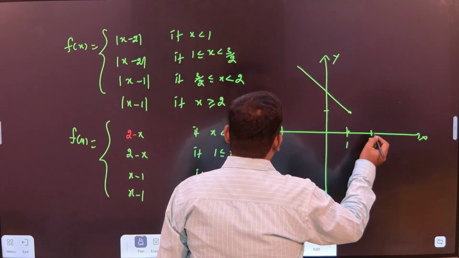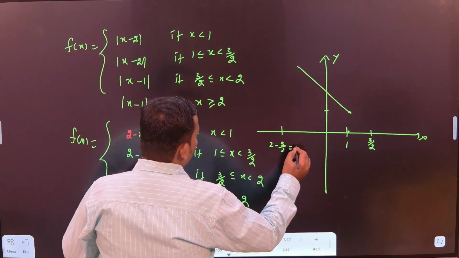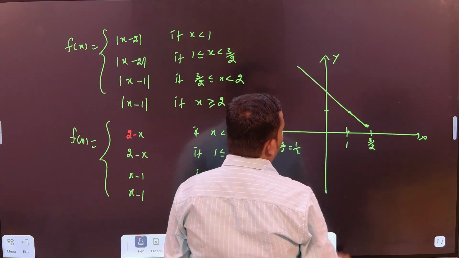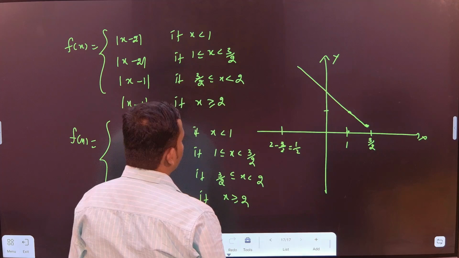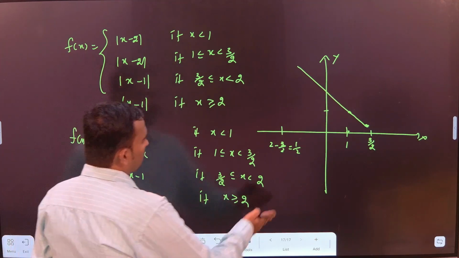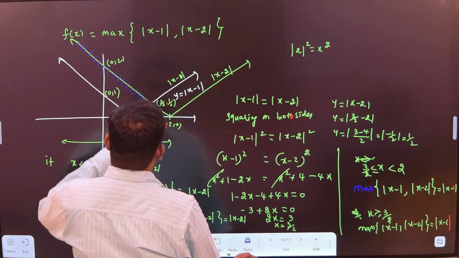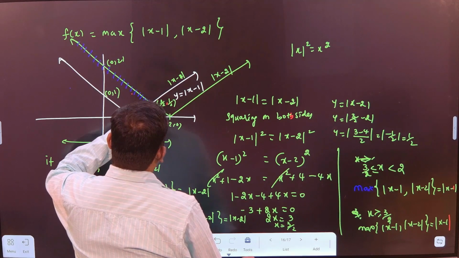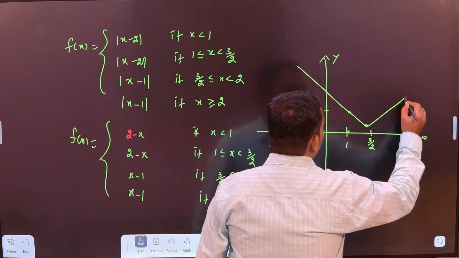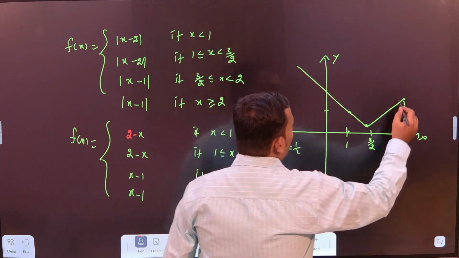Same thing, graph, right? When you take 3 by 2, 2 minus 3 by 2 is what? 4 minus 3, it is 1 by 2. It is 1 by 2. The graph will be like this. When you take 3 by 2 to 2, x minus 1, you can see the graph here, and then the graph will be going up, x minus 1, right? So here is up to 2, and more than 2 also this graph.